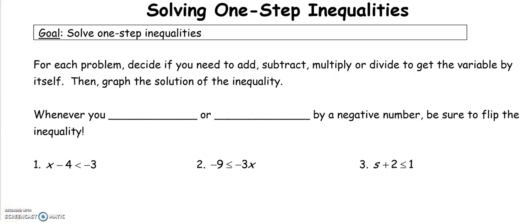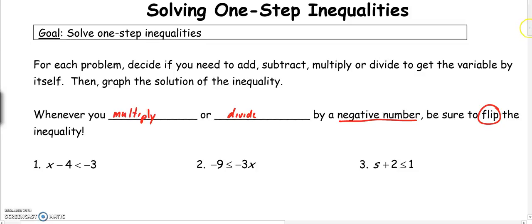This video is about solving one-step inequalities. For each problem, decide if you need to add, subtract, multiply, or divide to get the variable by itself. Then graph the solution of the inequality. Remember that whenever you multiply or divide by a negative number, you need to flip the inequality sign.